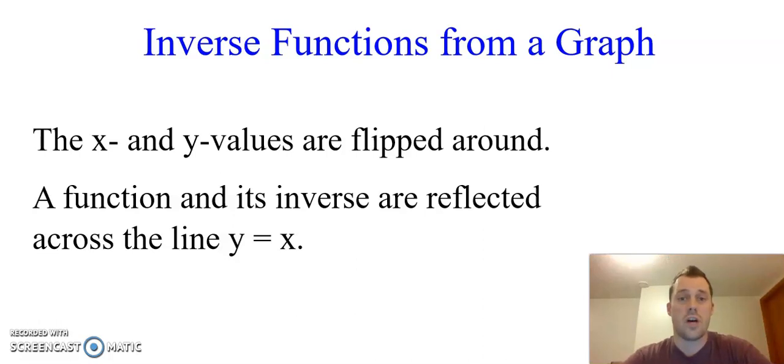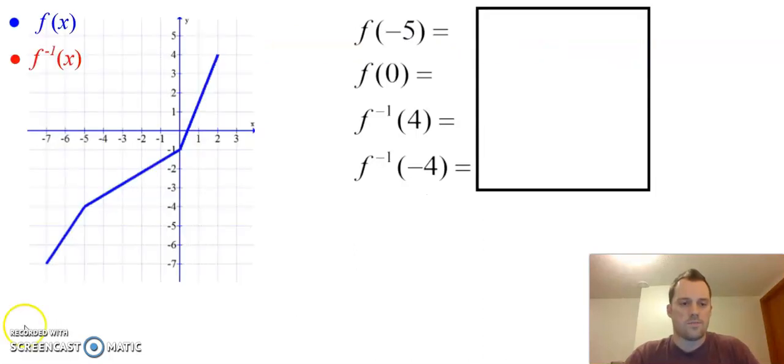In this video, we're going to talk about what inverse functions look like when we look at them on a graph. So recall that x and y values are flipped around between a function and its inverse. And so when we graph it, you're actually going to see a reflection between the two graphs, and it's along the line y equals x.